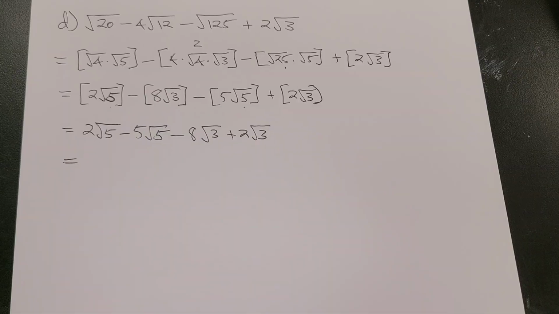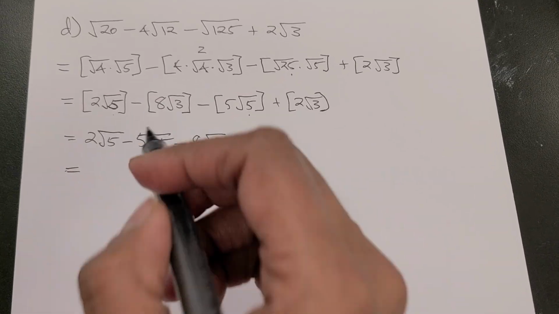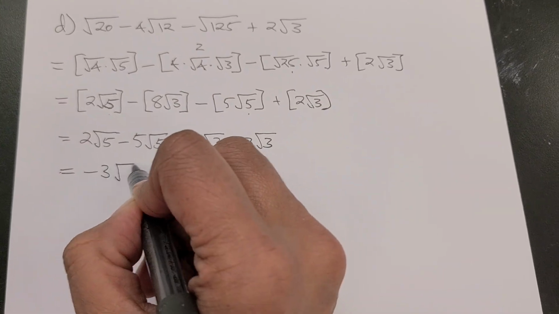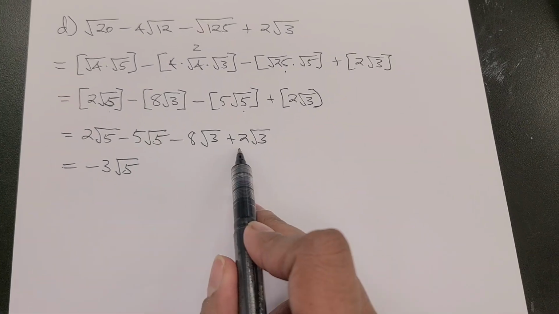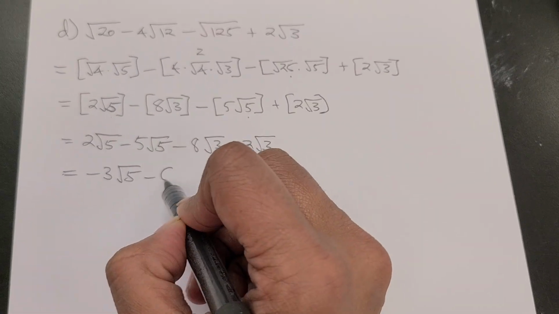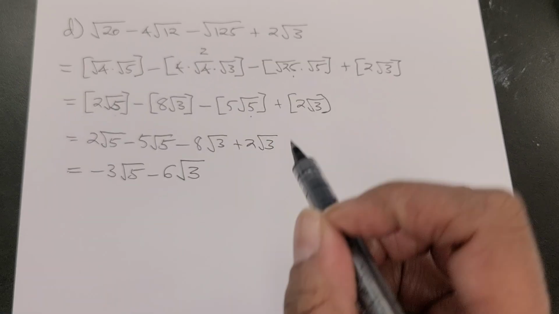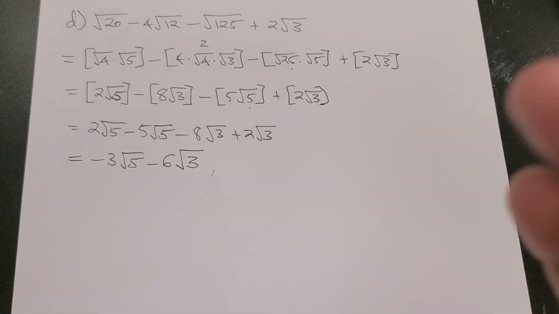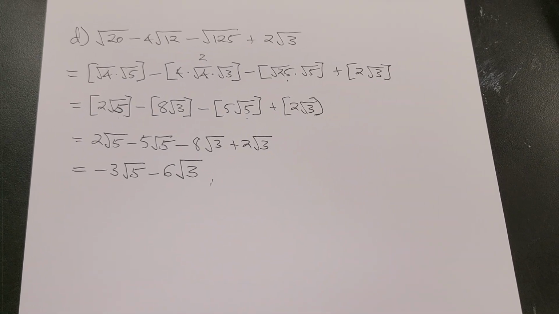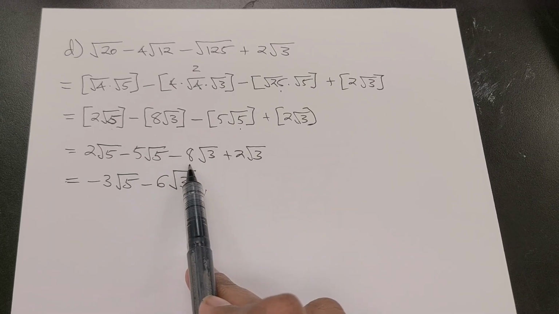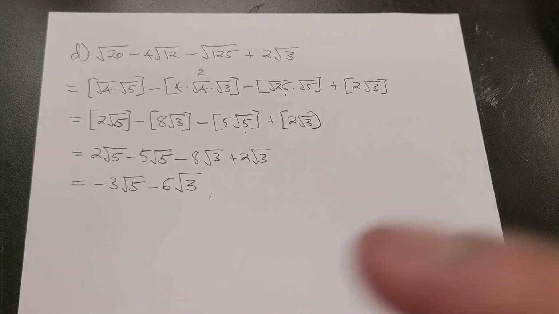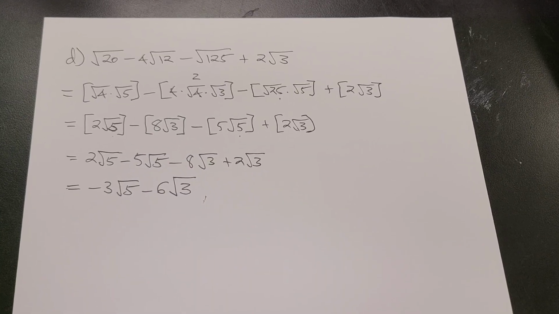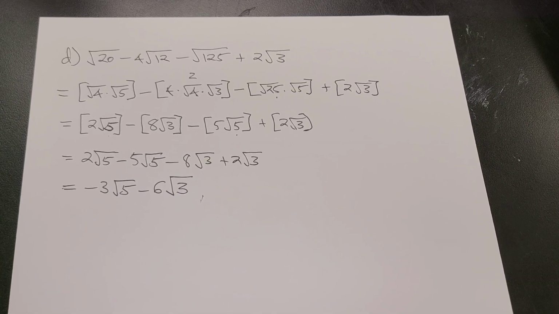Okay, now the like terms are together. I'm going to do 2 minus 5, negative 3 root 5. And right here, this is negative 8 plus 2, which is negative 6 root 3. Make sure when the signs are different, you're just basically subtracting the integers. I'm taking the sign of the greater number, which is 8. I see it's negative, so I know my integer has to be negative 6. And that's it. This is the final answer.